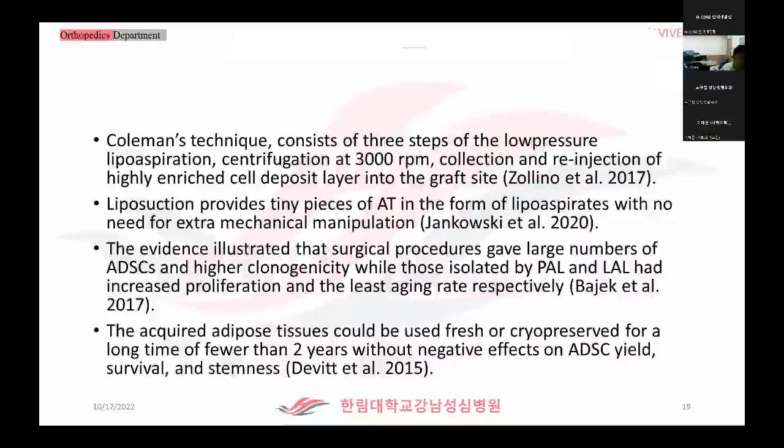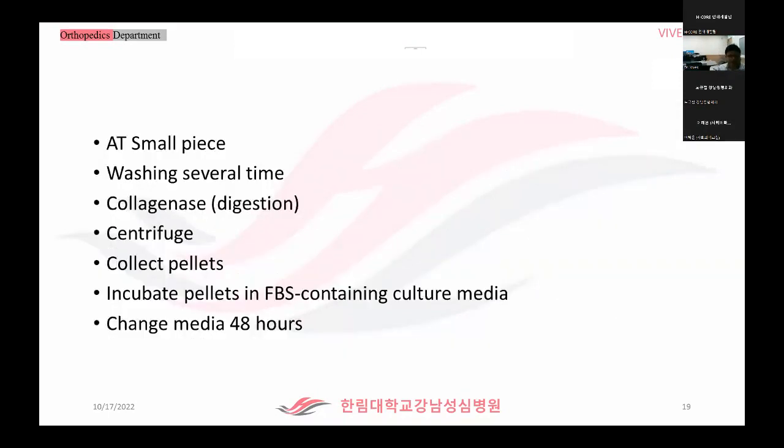Another point is that the acquired adipose tissue could be used fresh, or you can store it for up to 2 years under a properly cryopreserved protocol, without any negative effect on adipose derived stem cell yield, survival, and stamina. This is an advantage of adipose tissue, and in any surgical process we can easily get a good amount of adipose tissue. So isolating adipose derived stem cells is much easier than isolating any other stem cell.